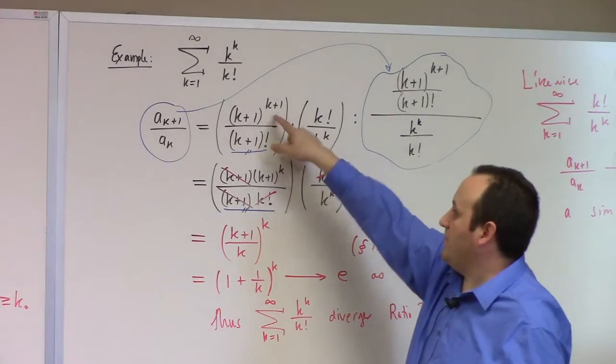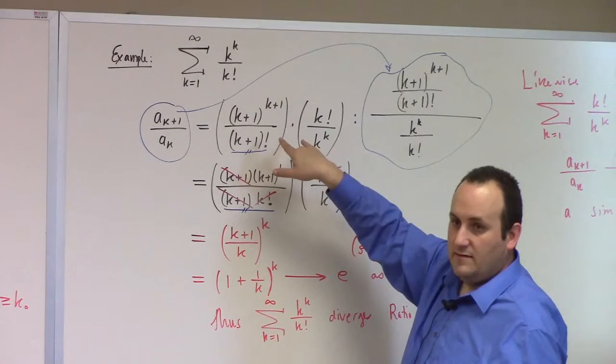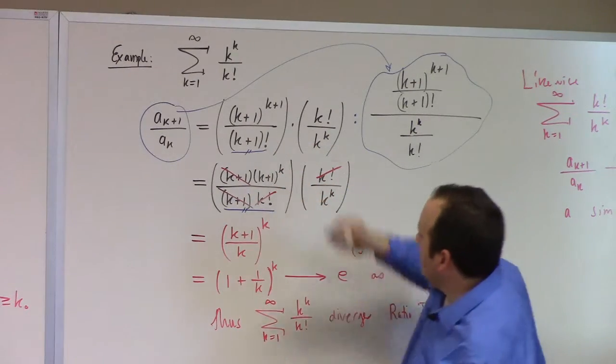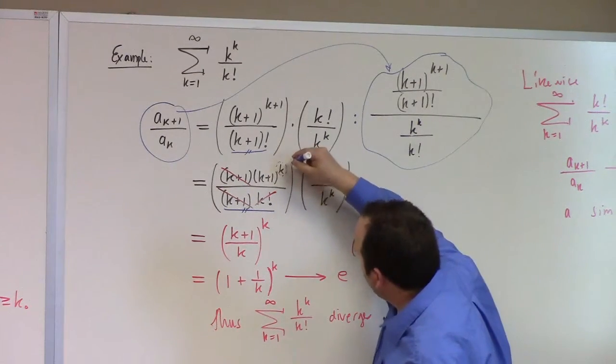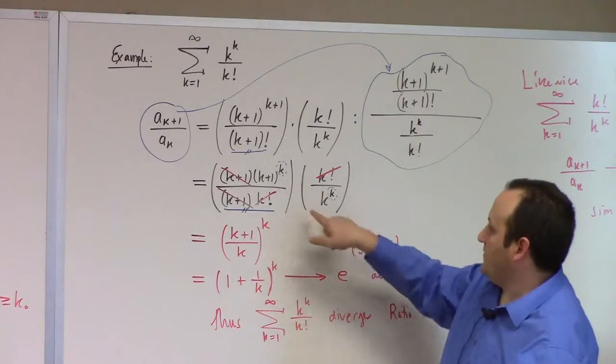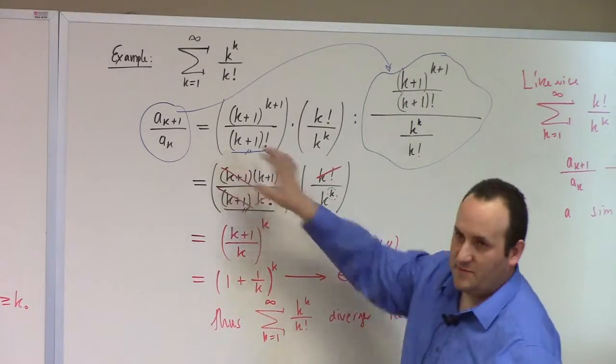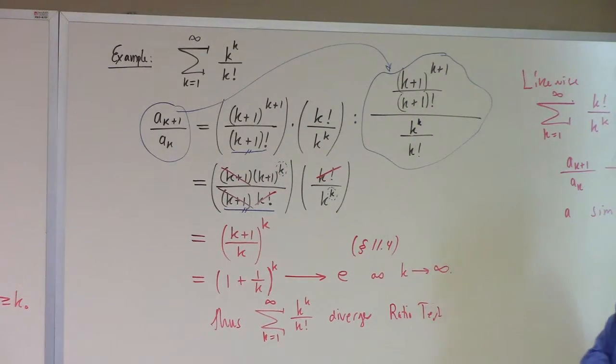But to the k plus 1 power, I can just write k plus 1 times k plus 1 to the k, right? Well, that's nice because now you see I've got matching powers. So then I have k plus 1 over k to the k. And it just so happens that these k plus 1 factors cancel, and the k factorials cancel, or reduce if you like. And so what do we have?